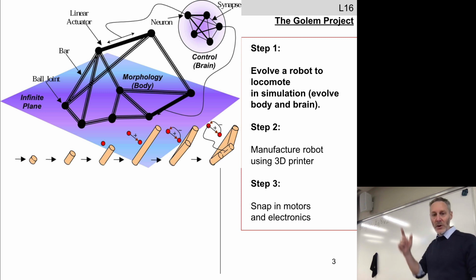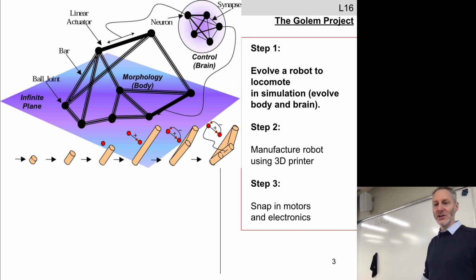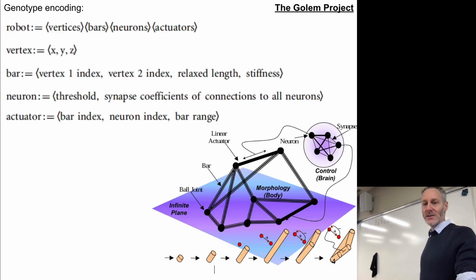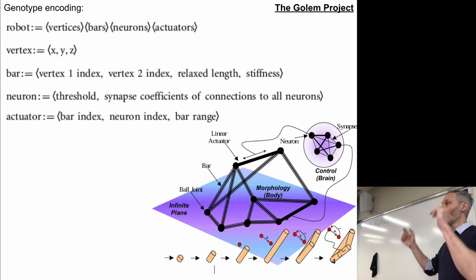Okay, we ended last time by starting to walk through exactly how the GOLEM project works. This experiment is broken up into 3 phases. First phase is going to look very familiar to us. We're going to evolve a robot to locomote in simulation. And then step 2, we're going to manufacture the robot with a 3D printer. Step 3, at that time we couldn't print all the parts of a robot, so there's still a manual part to the manufacturing process.